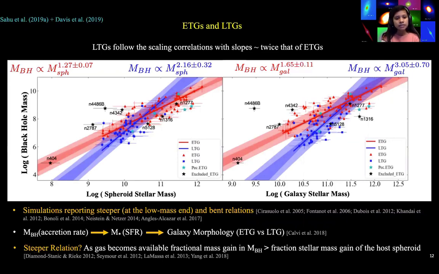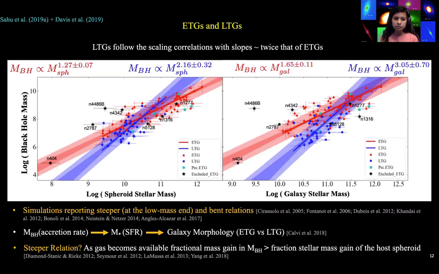On the right hand side, I'm showing the black hole mass against the total galaxy mass. We find that early type galaxies, which are shown in red here, and late type galaxies, which are shown in blue, follow two different relations, where late type galaxies follow a much steeper relation between black hole mass and bulge mass, and also between black hole mass and galaxy mass.